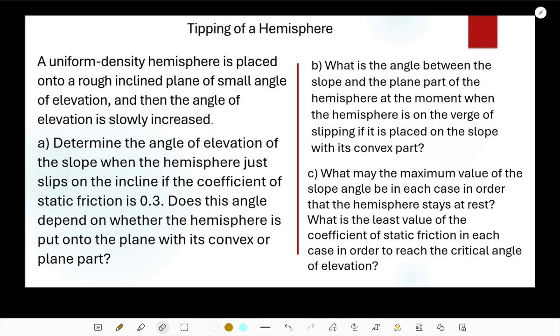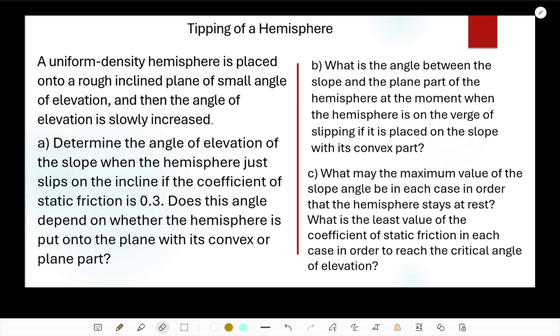is asking to determine the angle of elevation of the slope when the hemisphere is just on the verge of slipping on the incline. If the coefficient of static friction is 0.3, does this angle depend on whether the hemisphere is put onto the plane with its convex or plane part? I think it will depend. And after all, we are going to find it.